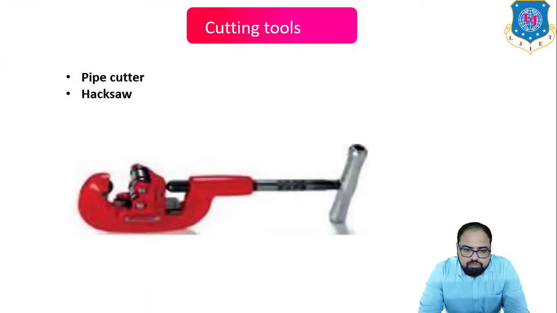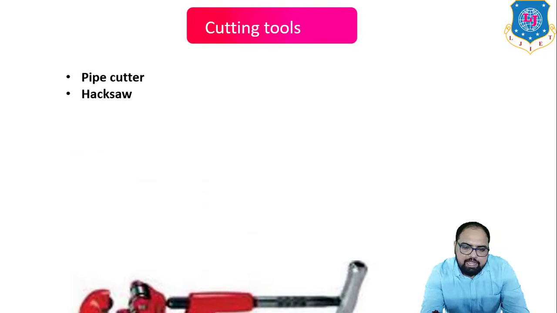Next are the cutting tools. In cutting tools, mainly two types of tools are used. The first one is the pipe cutter and the second one is the hacksaw. In this image you can see the pipe cutter. This is a manual tool which is used to cut pipe at the work site.